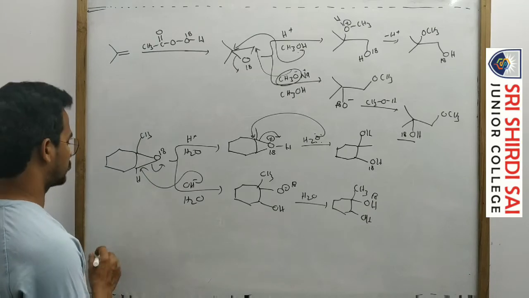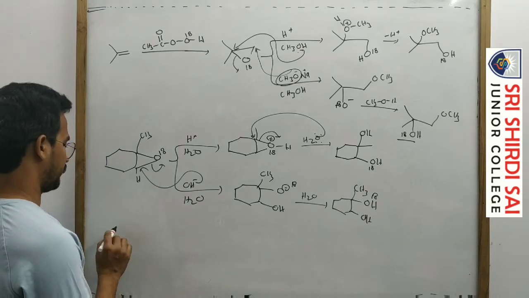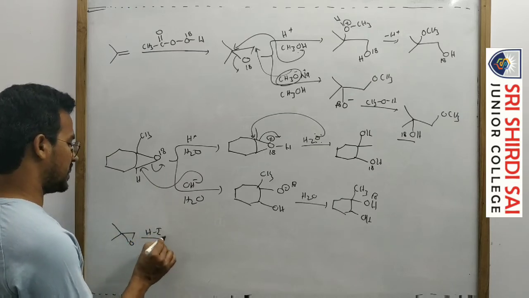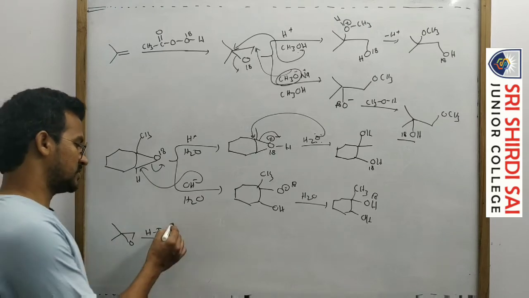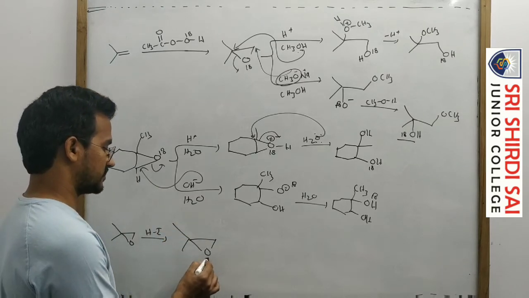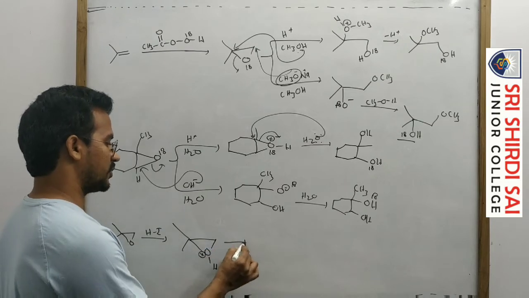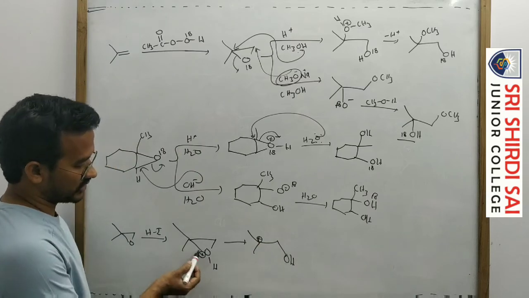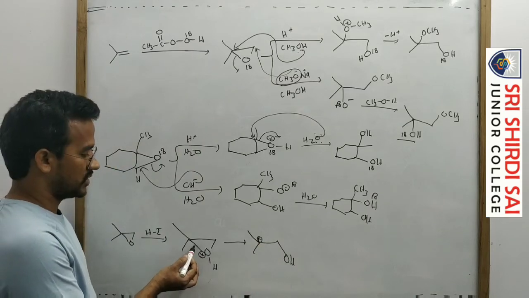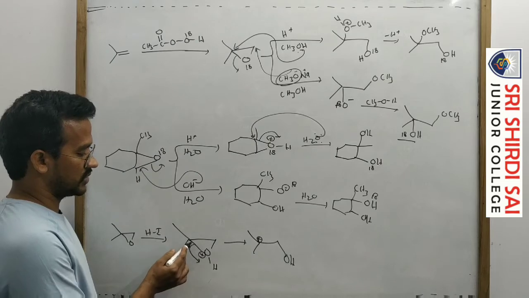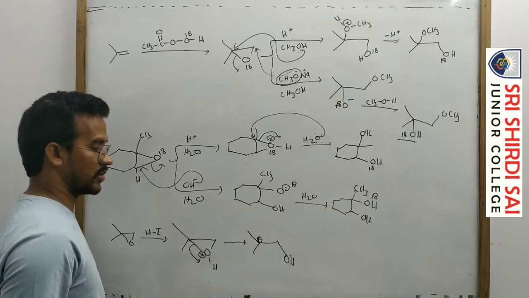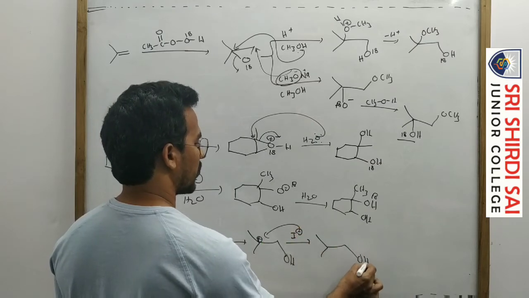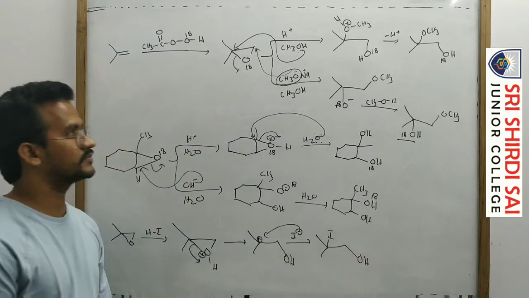Now first, suppose this cyclic ether I am treating with HI. HI is a stronger acid, so first protonation takes place. After protonation, it is converted to a carbocation, because after protonation this oxygen becomes an electron-deficient bond. So this bond becomes weaker, and this carbon-oxygen bond breaking takes place, producing a stable carbocation. Now it is attacked by the I minus nucleophile. So OH and I. That is it.